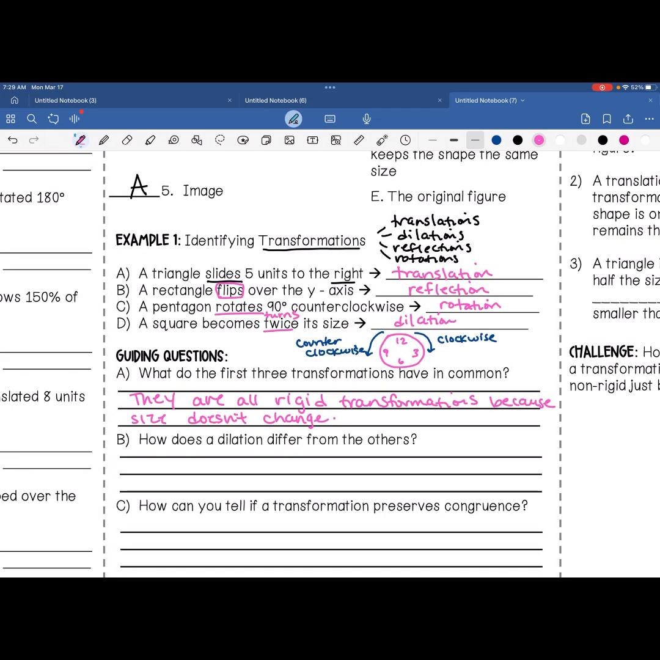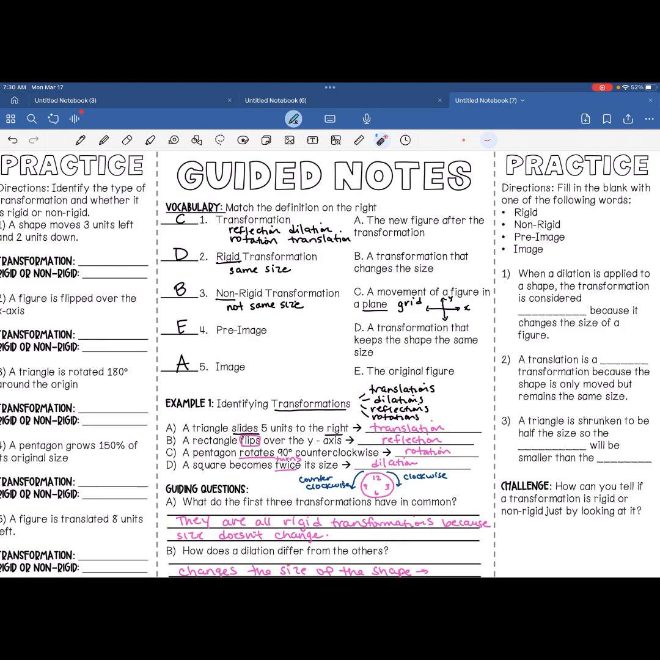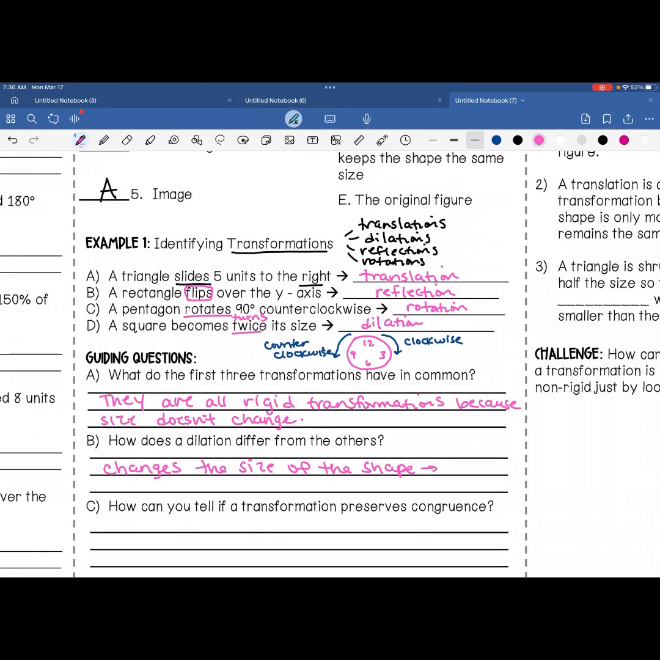How does a dilation differ from the others? The dilation differs from the others because it changes the size. Great. Okay, so how does a dilation differ from the others? A dilation differs from the others because a dilation changes the size of the shape, right? And we know, if we look back, anything that changes the size of a shape is called a non-rigid transformation. So dilations are an example of a non-rigid transformation.